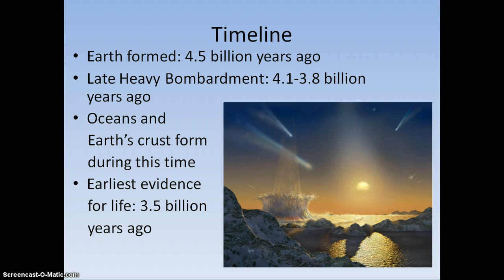So we'll start off with a timeline. Earth formed with the solar system about 4.5 billion years ago. Soon after, the Earth saw the late heavy bombardment, which is pretty much a constant stream of impacts from comets and asteroids, which lasted between 4.1 and 3.8 billion years ago. And during this time, the oceans and the Earth's crust also formed.